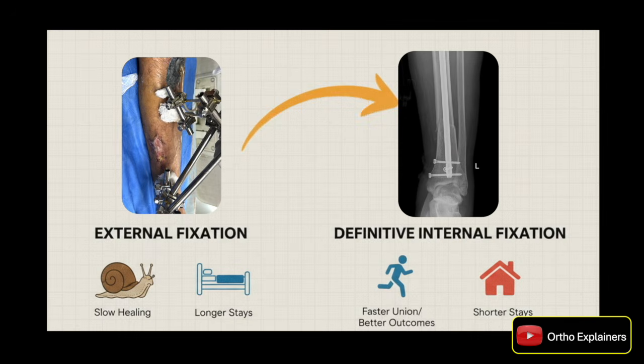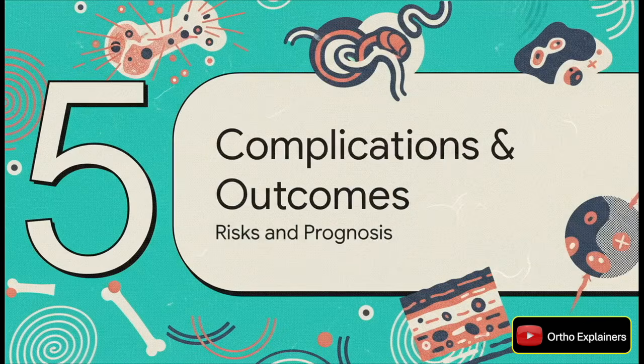And this right here illustrates the ultimate goal of our fixation strategy. Look, external fixation is a fantastic tool for temporary stabilization, but the aim should always be to convert to definitive internal fixation as soon as the soft tissues allow. The evidence is just so clear that this approach leads to faster union, better functional outcomes, and shorter hospital stays for our patients. All right, let's move into our final section.